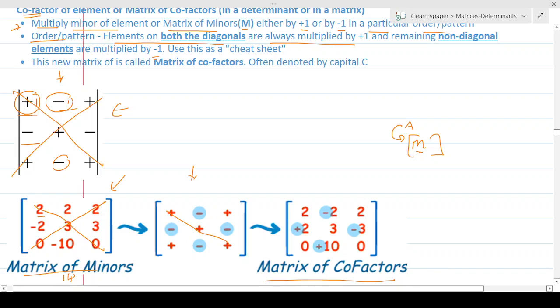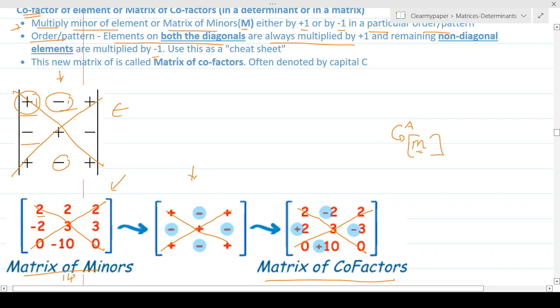do not undergo any changes. If the incoming number is positive, these numbers stay positive. If the incoming number is negative, they stay negative. The diagonal elements do not undergo any change; they stay as they are. Whereas the four non-diagonal elements in this 3 by 3, or fewer in a 2 by 2, will have the opposite effect. If the incoming number or element is positive, in the outgoing matrix of cofactors it will be negative, and vice versa.